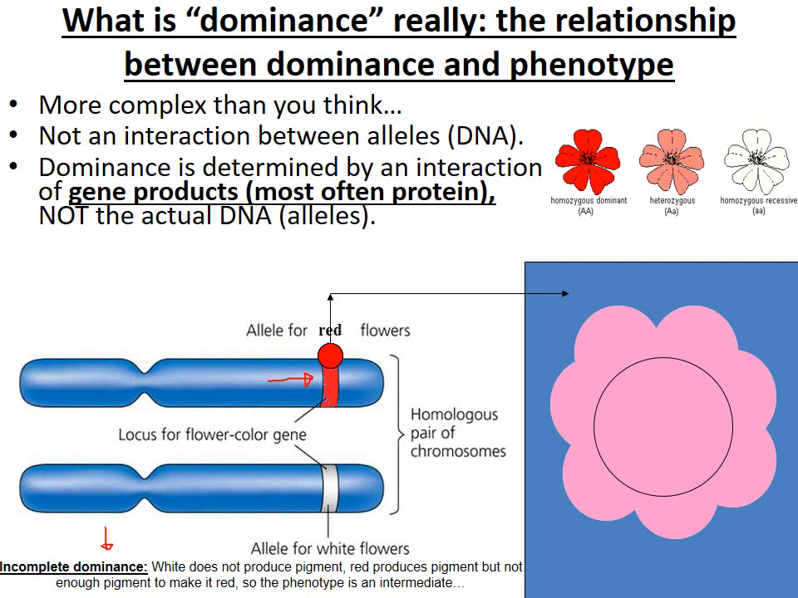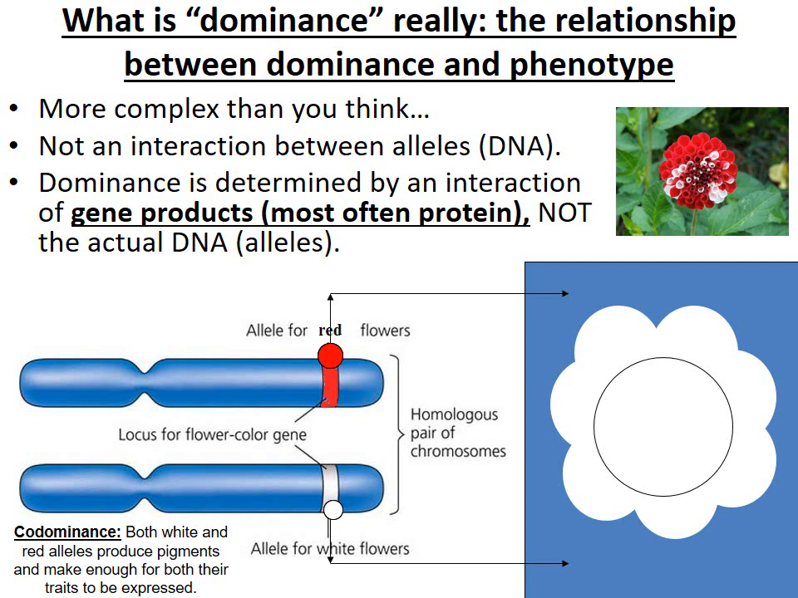So again, what we're seeing is that the dominance is really based on the interaction of the gene product. What that means is what is being made by that gene and what is it doing to the organism. So this allele for red is producing red pigment, but in the case of incomplete dominance, there's just not enough red pigment to completely color the whole thing red, so we spread it thin over the white base. It's a bit of a simplification, but it's the general idea.